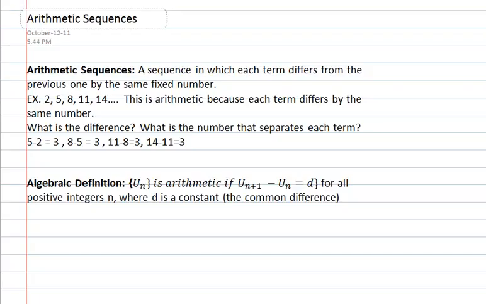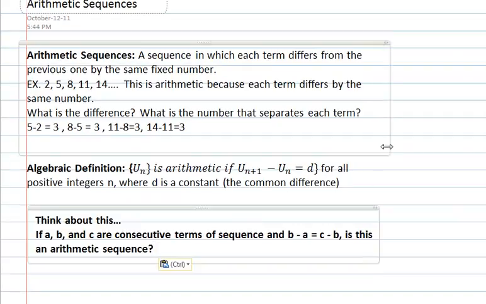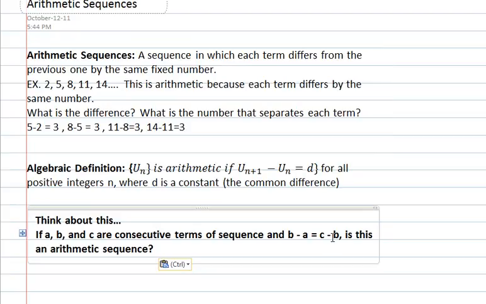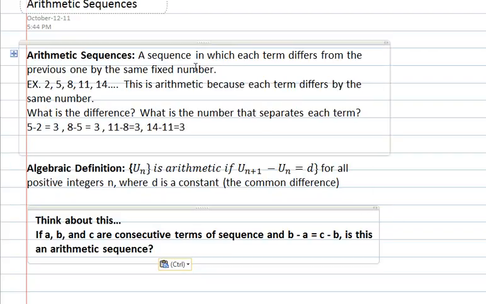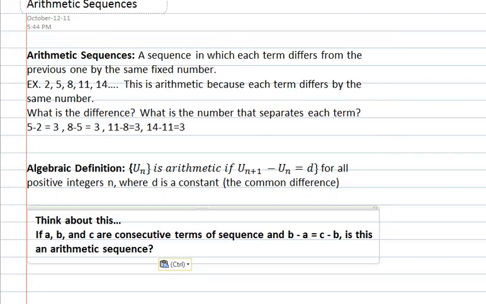Okay, so think about this. If we made a statement like a, b, and c are consecutive terms of a sequence, and b minus a equaled the same thing as c minus b, could you prove that this was in fact an arithmetic sequence? Press pause and think about that for a second.